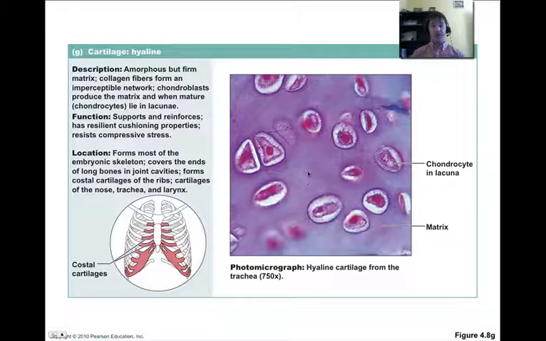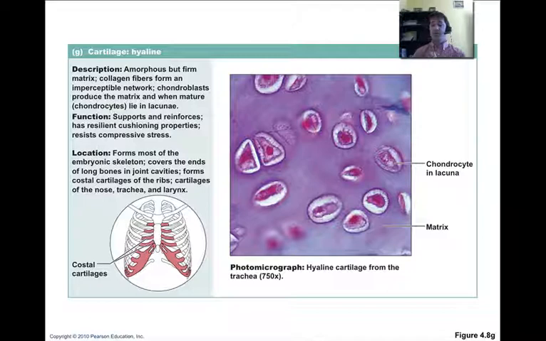Hyaline cartilage is amorphous, meaning it lacks a really defined shape, but it's fairly firm. We've got some collagen fibers, but you can't see them very well. And then chondroblasts produce the matrix and then turn into mature chondrocytes, the cells here, that lie in lacunae, or these holes. Hyaline cartilage has a supporting and reinforcing role. It cushions and it resists compressive stress.